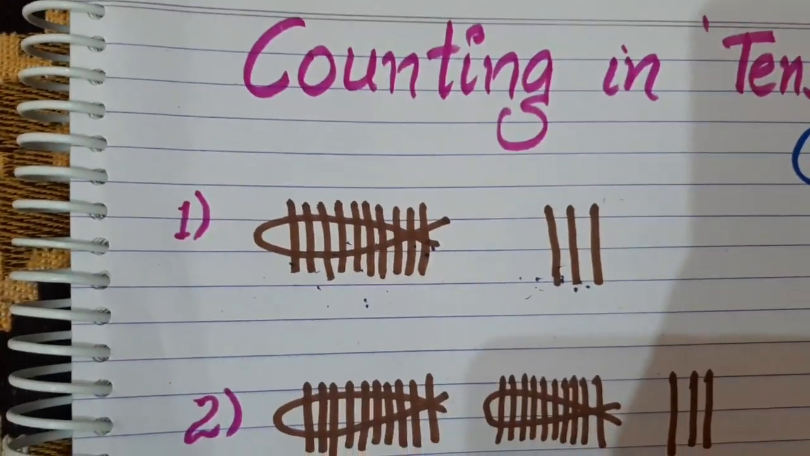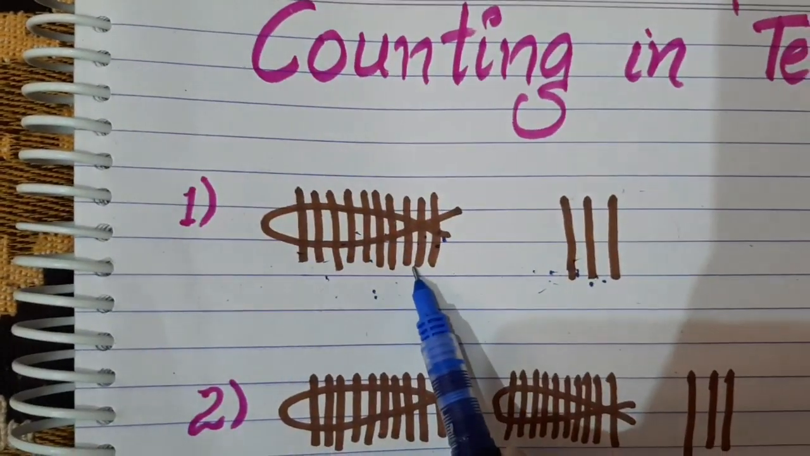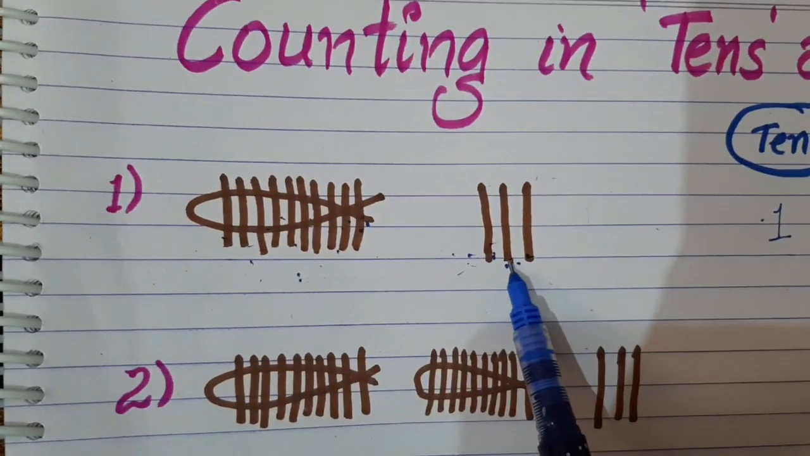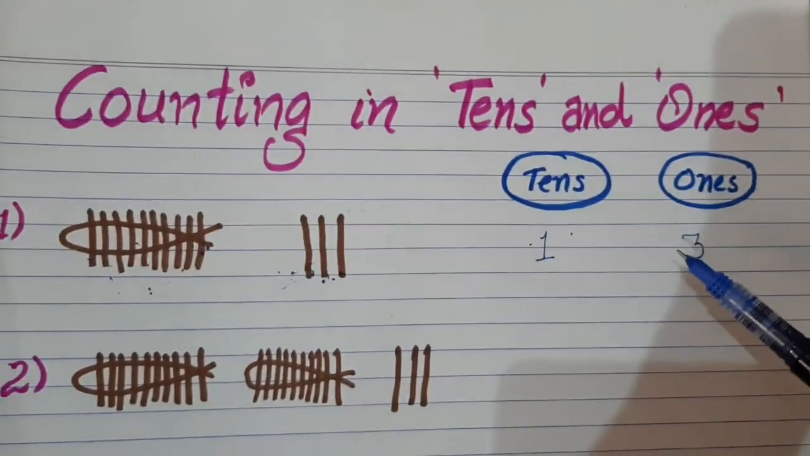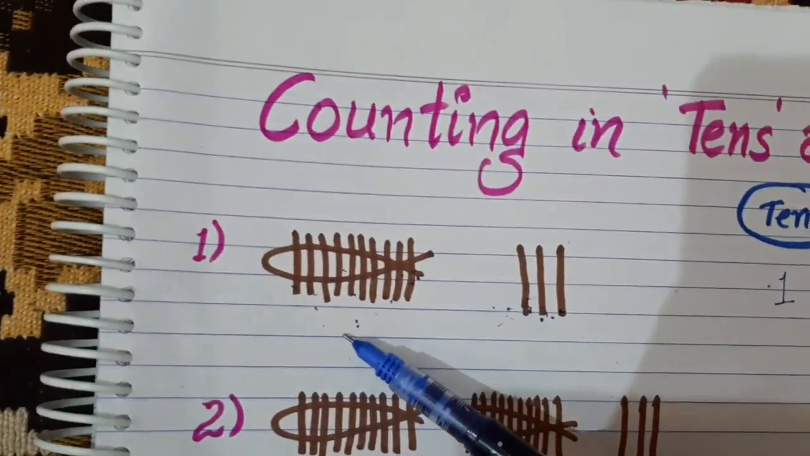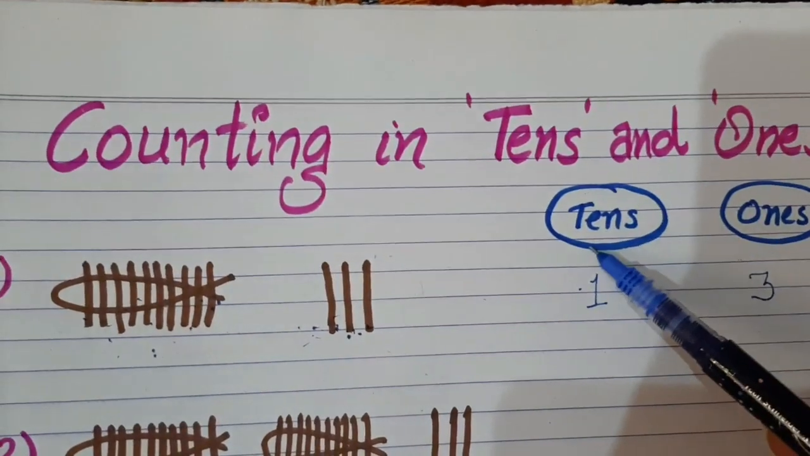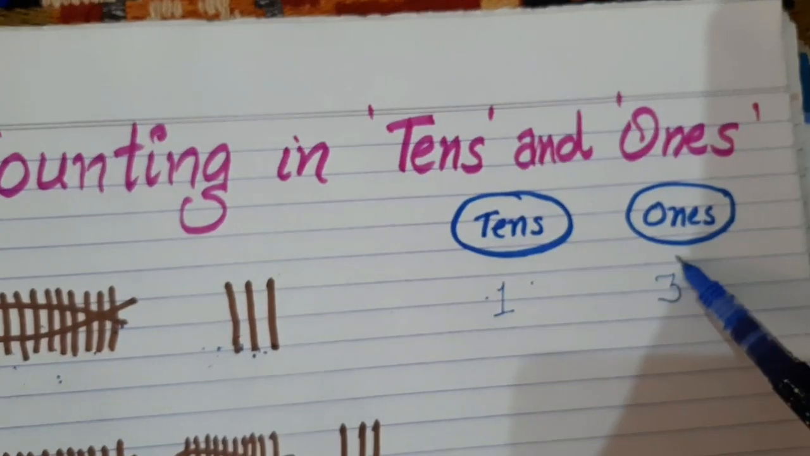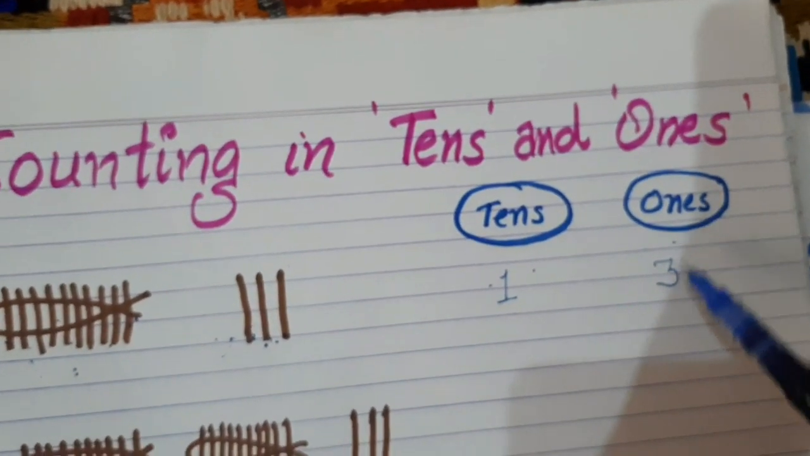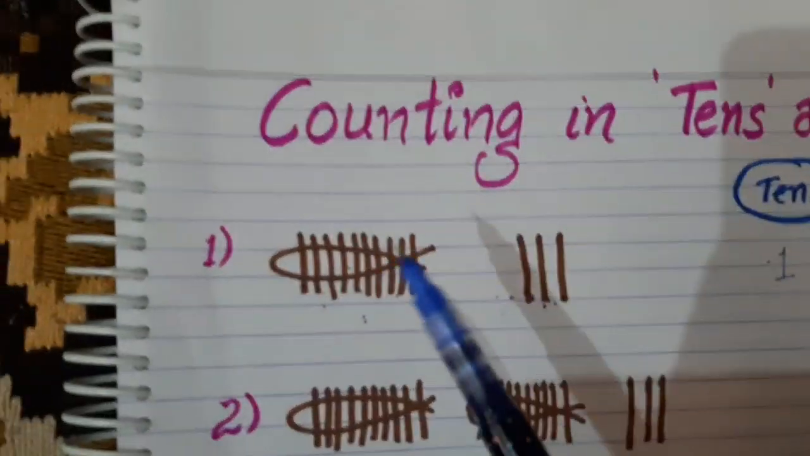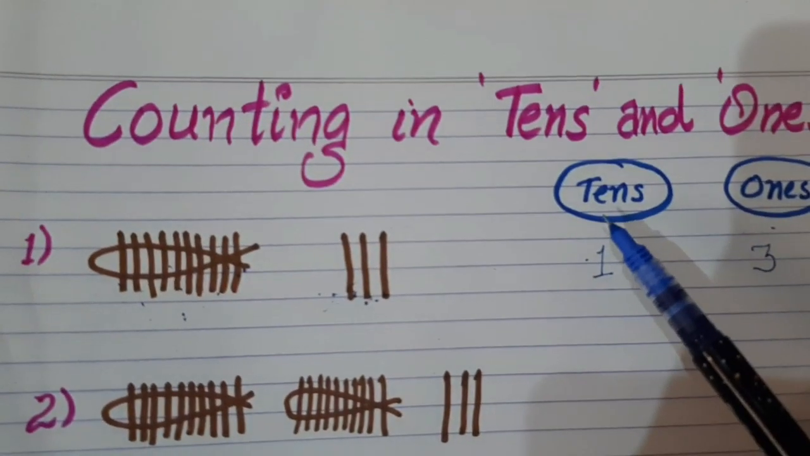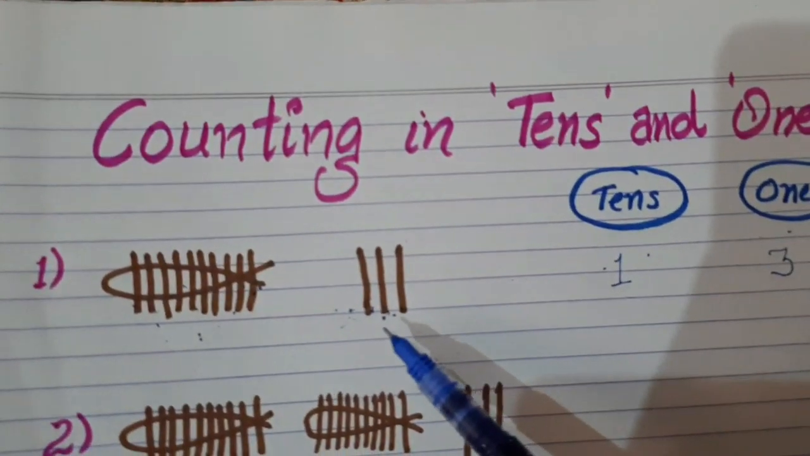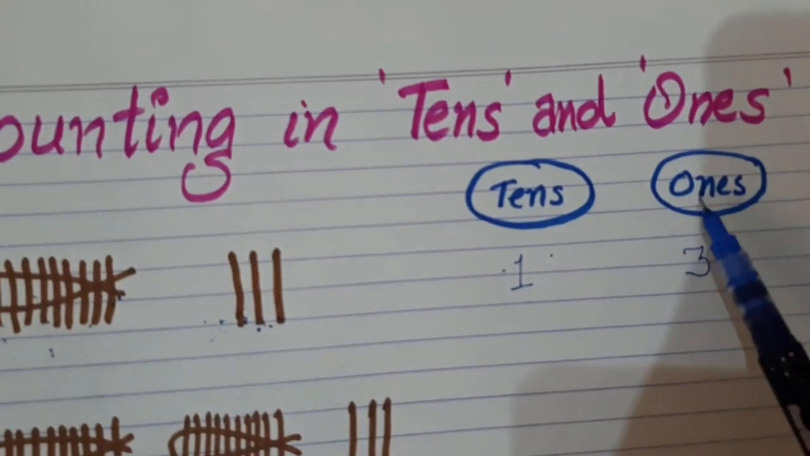Look at it again. One bundle है, 3 loose sticks हैं. If the sticks are loose, then they will be counted in ones. If the sticks are bundled, then they will be counted in tens. So 3 sticks are there, then I have written 3 in the column of ones. And if there is a bundle, then I have to write in tens. So there is one bundle, then I have written 1. There are 3 loose sticks, then I have written 3 in the ones column.